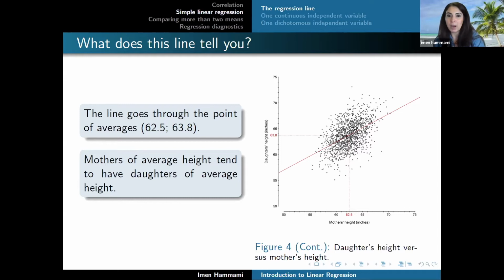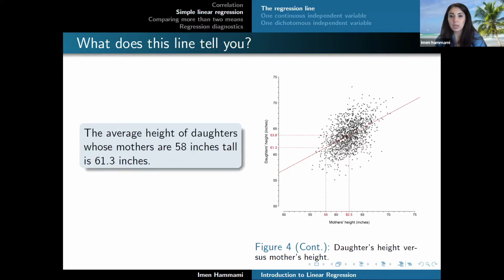Now, how can I use the line in order to make an estimation of a daughter's height? I'm going to look at her mother's height. For example, here, a mother's height is 58 inches. If you're not very familiar with inches, I'm not myself either, but I teach with them. Say, I don't know, like 1.65 m. Anyways, let's assume this mother has this height, and we want to make some kind of estimation or guess of her daughter's height.